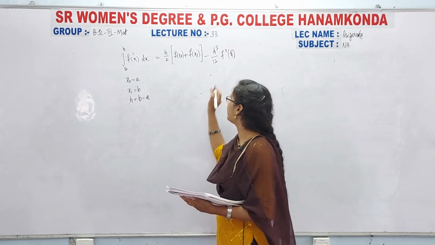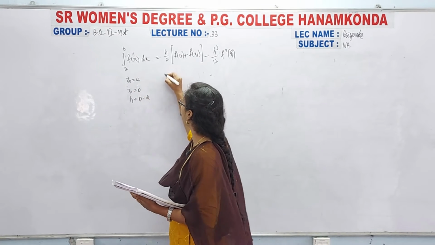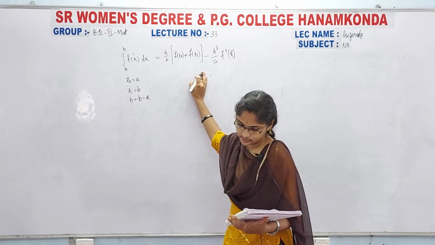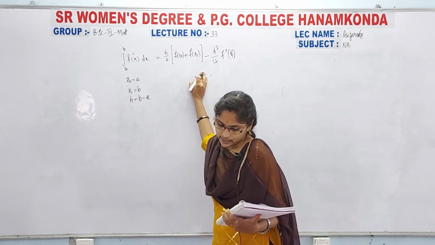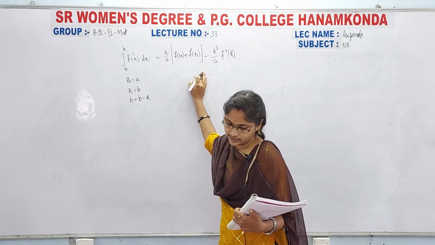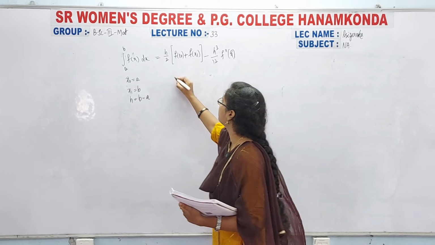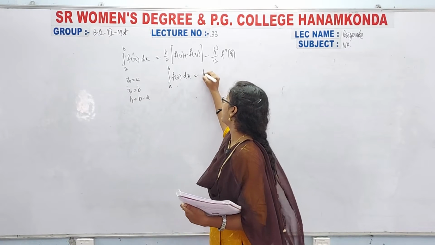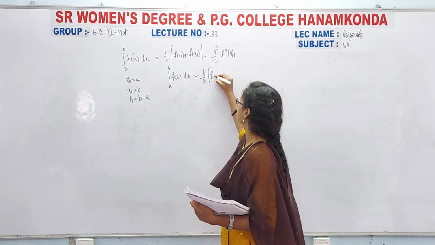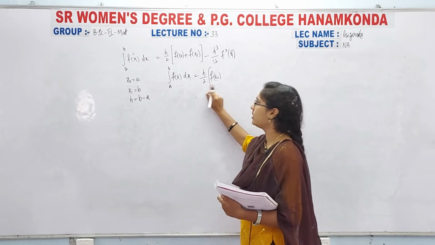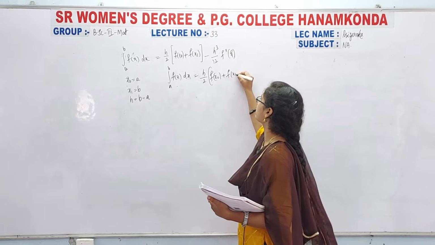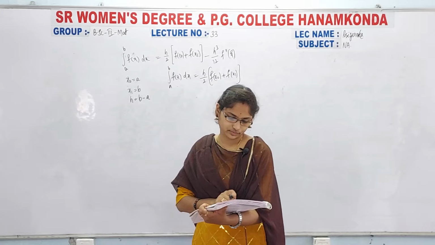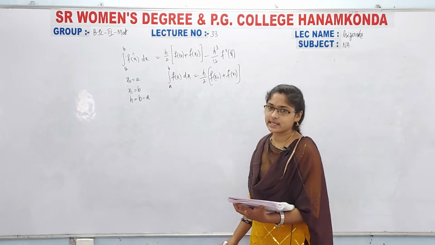And already I said we can ignore this one. So by ignoring the higher order derivatives, we have integral a to b f of x dx equal to simply h by 2 into f of x0 plus f of x1. Okay. Next, put a side heading, Simpson's rule.